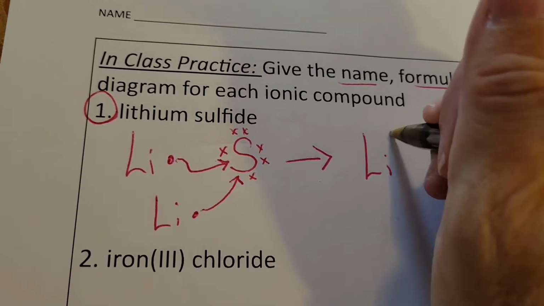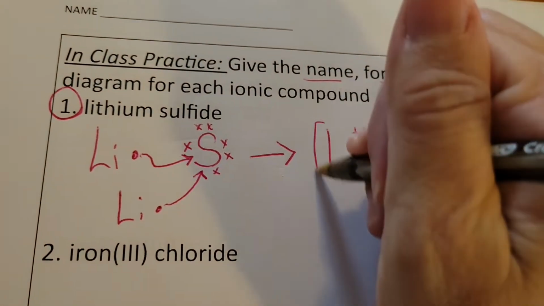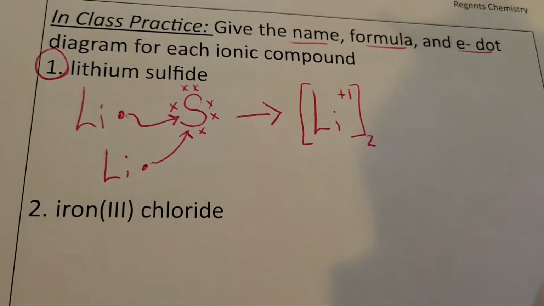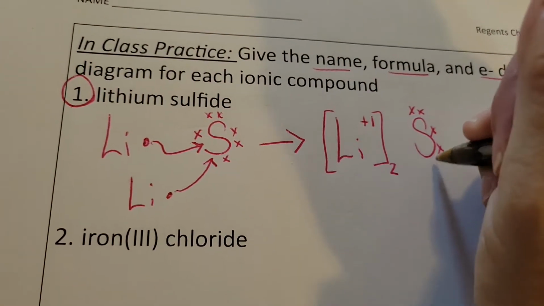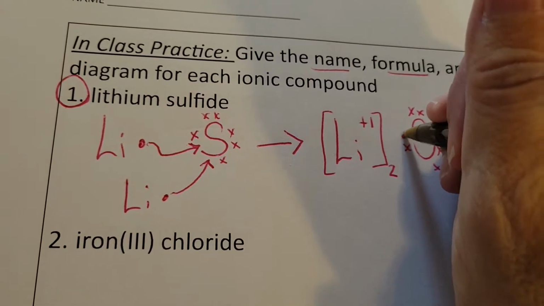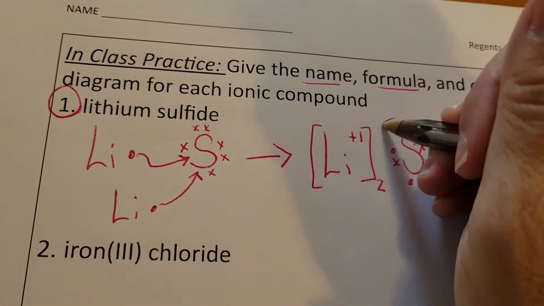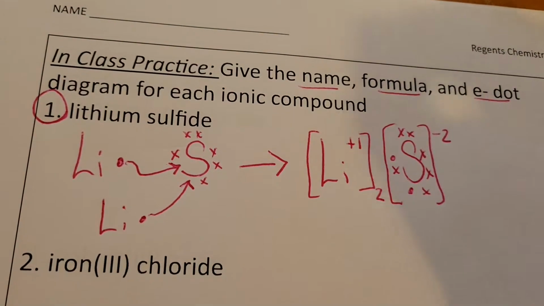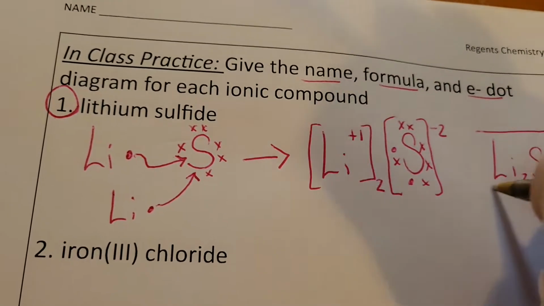So we end up with lithium. The lithium gave 1 electron, so it has a +1 charge. But there are 2 of them. And then our sulfur has 1, 2, 3, 4, 5, 6 of its own, 2 that it received, with a -2 charge. So then our formula is Li2S.